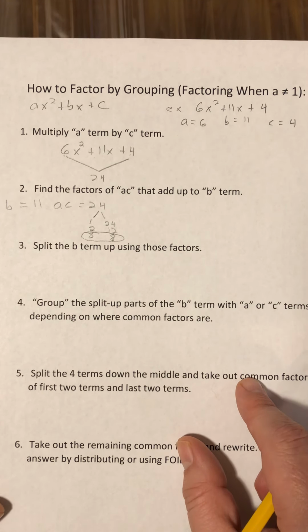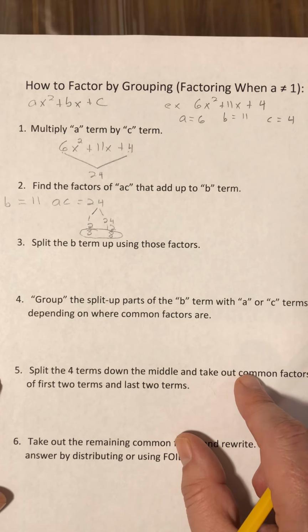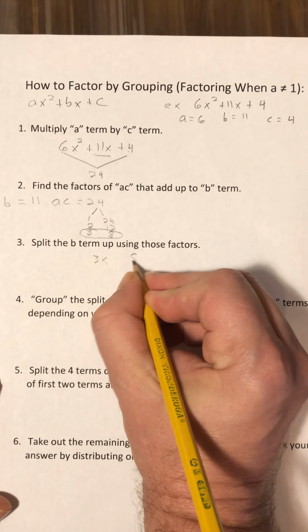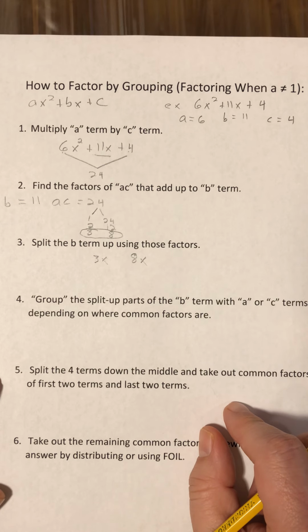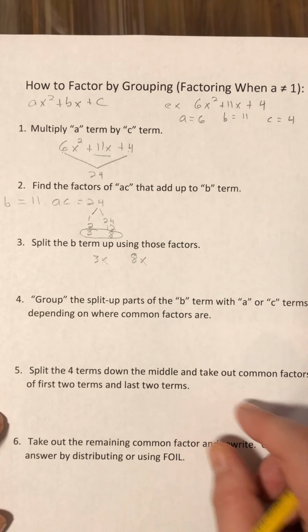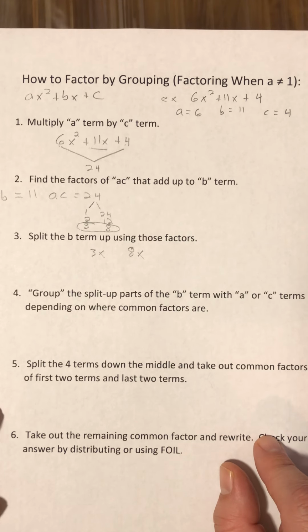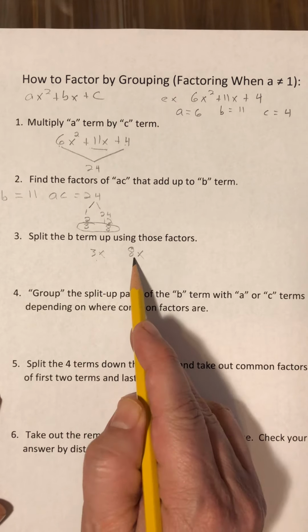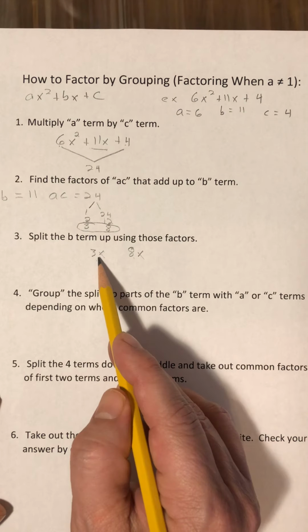So the next thing I'm going to do is split up the b term using those factors. Okay, so 11x, I'm going to split into 3x and 8x. I just split up that middle term using those factors, 3x and 8x. Okay, the next thing we're going to do is group the split up parts of the b term with the a or c terms depending on where the common factors may be. This is very important. It might get a little tricky here, but follow along and you'll do just fine. The split up parts are 3x and 8x. That's where we split up the 11x.